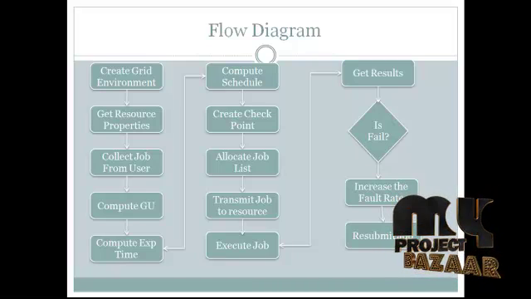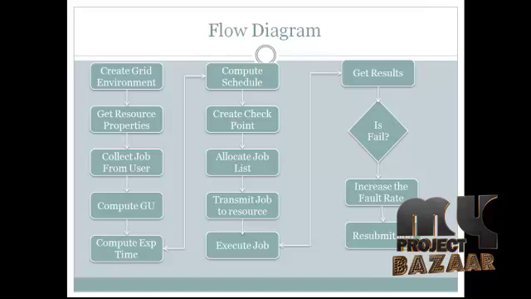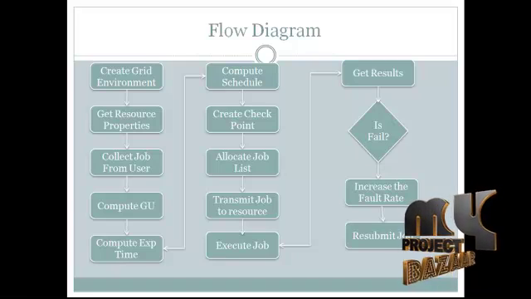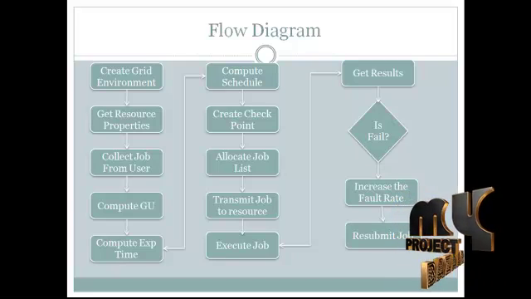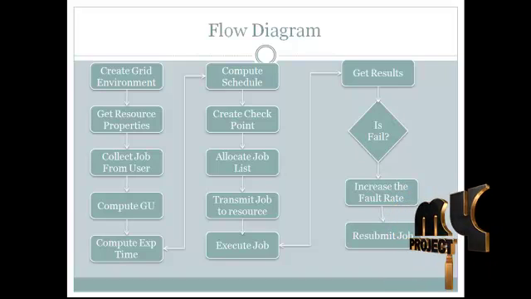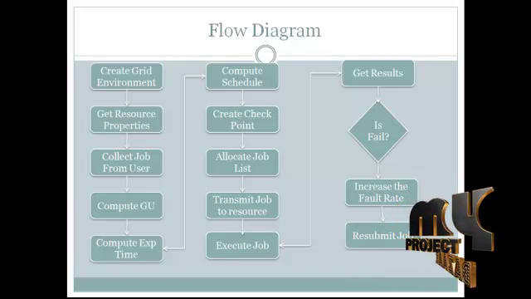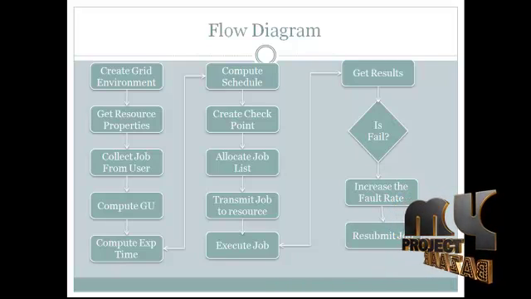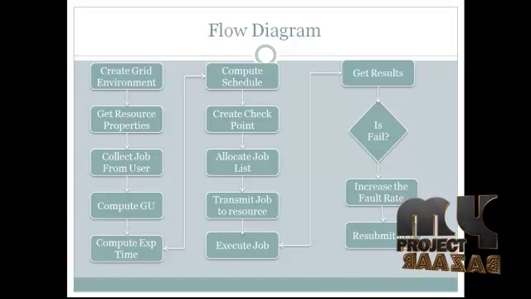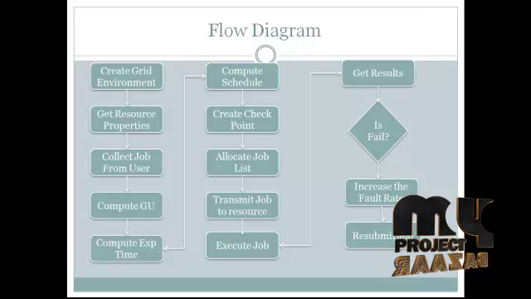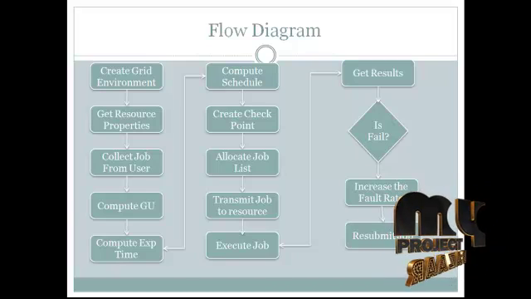For this, first we need to create the grid environment. After creating this grid environment, we have to create the set of resources and set of grid information servers for the execution process. After this, we have to collect the jobs from users and submit these jobs to the grid resource scheduler. Before that, the grid resource scheduler will compute each grid resource's utilization factor and the initial failure ratio. After this, it computes the expected time for all resources for a single job and selects the minimum expected time for executing the job.